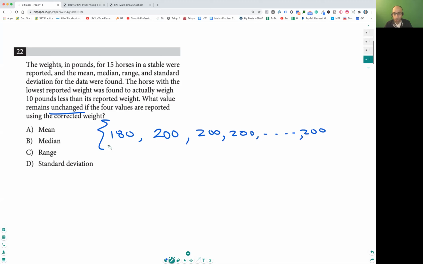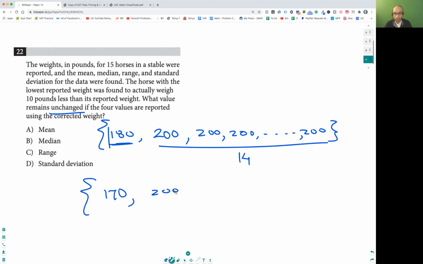So think about all the horses. There's all these great horses, there's only one which is 180. Think about it in your mind. Always try to create the simplest situation. There's 14 horses with 200 pounds weight, and then there's one horse which is 180 pounds, slightly weaker. Now try to solve the problem. Now they're saying this horse is 10 pounds weaker, which means this horse is actually 170 and everything else is 200.